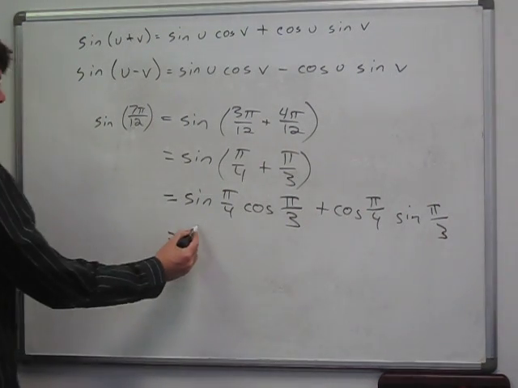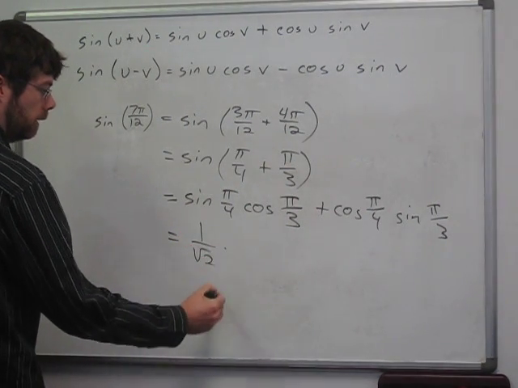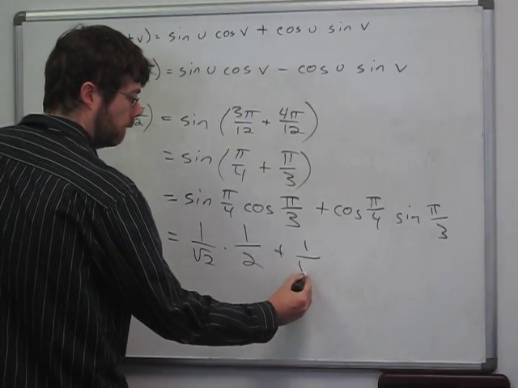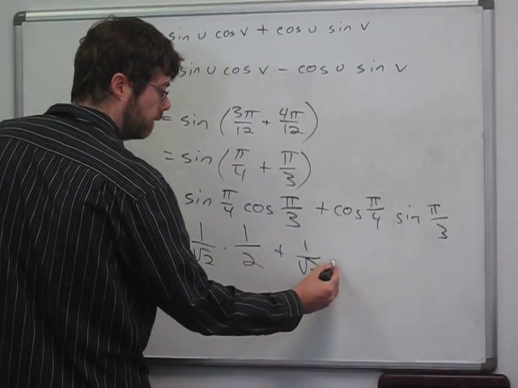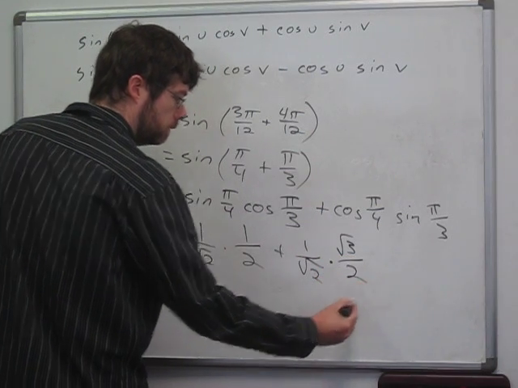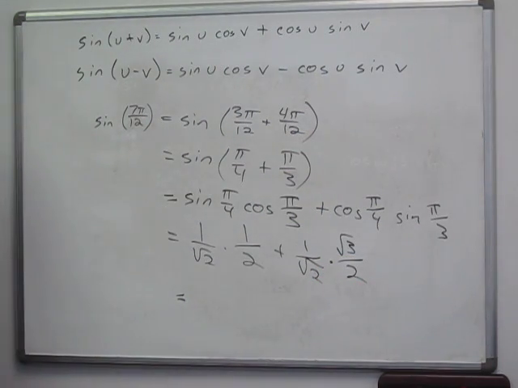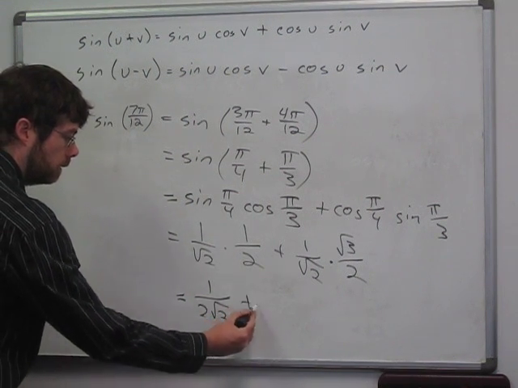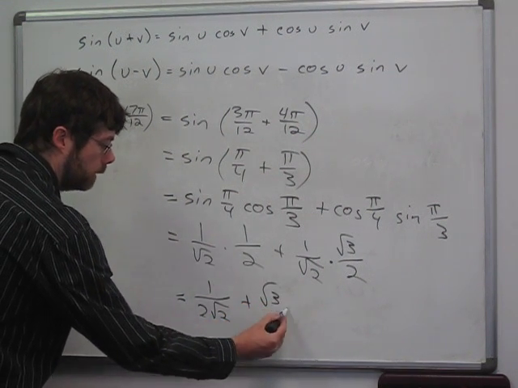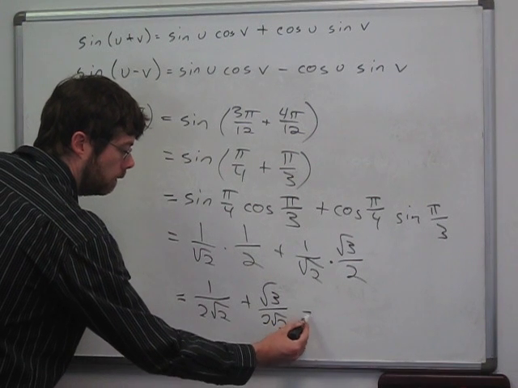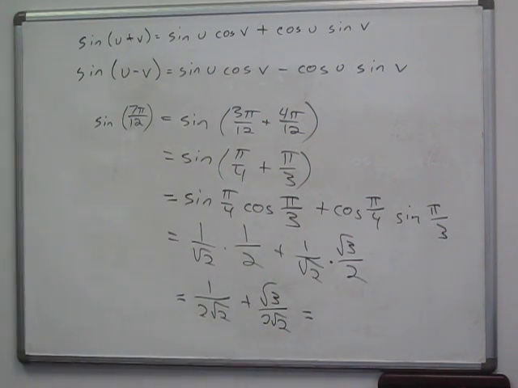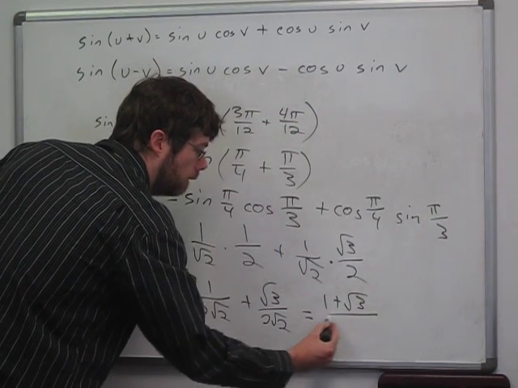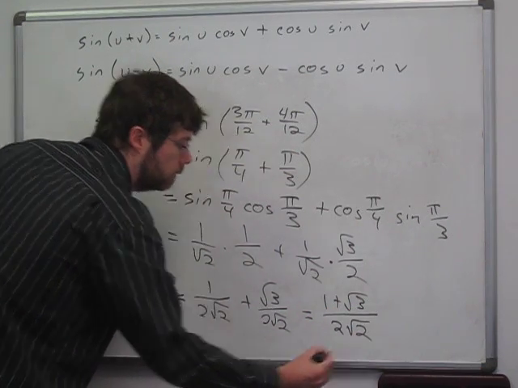So we have 1 over root 2, cosine of pi over 3 is 1/2, plus 1 over root 2, sine of pi over 3 is radical 3 over 2. Okay. So multiply these fractions, 1 over 2 root 2 plus root 3 over 2 root 2. We have a common denominator, so this is just 1 plus root 3 over 2 root 2.